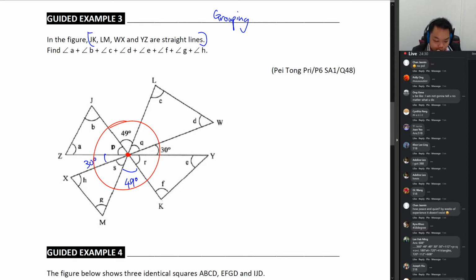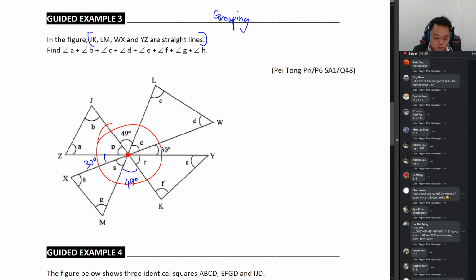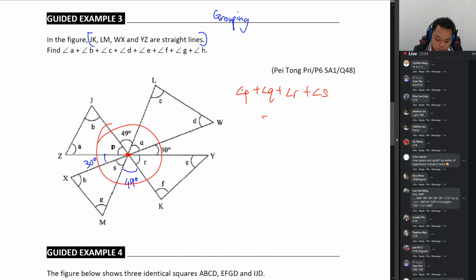You can also tell that angle P will be the same as angle R, angle Q will be the same as angle S. However, it's not possible for you to find out their individual values. I emphasize on this, it's not possible to find out their individual values. But you can say that in totality, angle P plus angle Q plus angle R plus angle S must be 360 degrees minus 30 degrees.